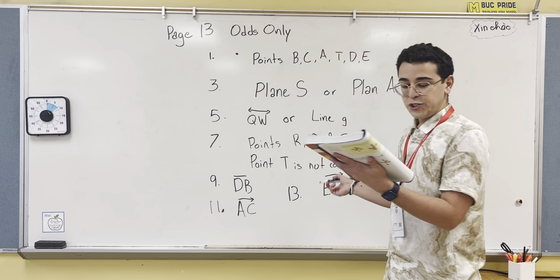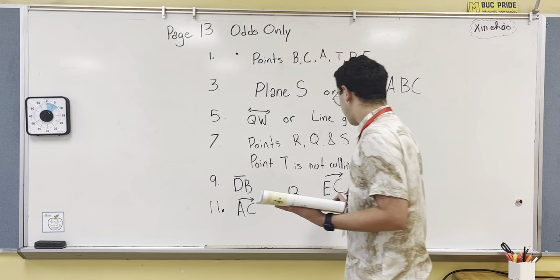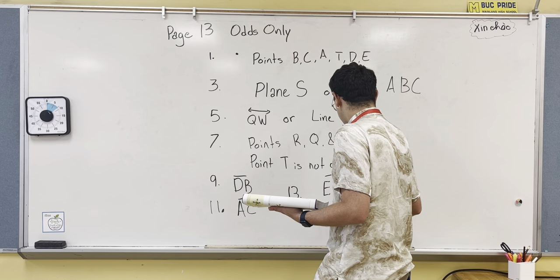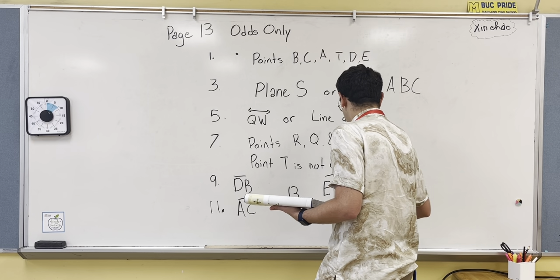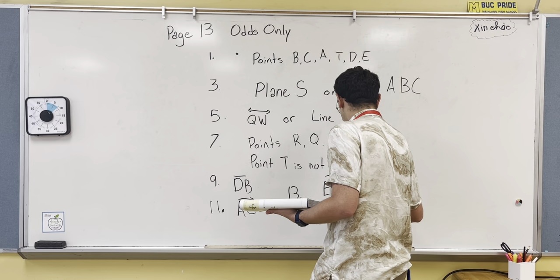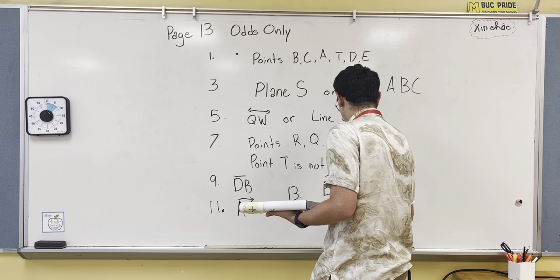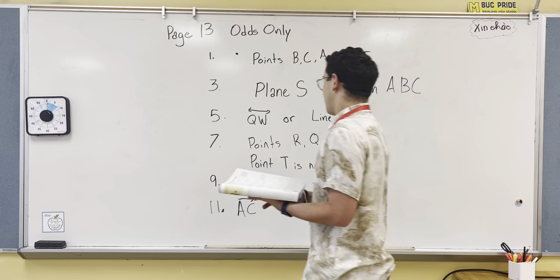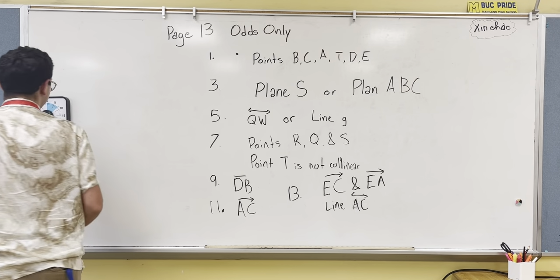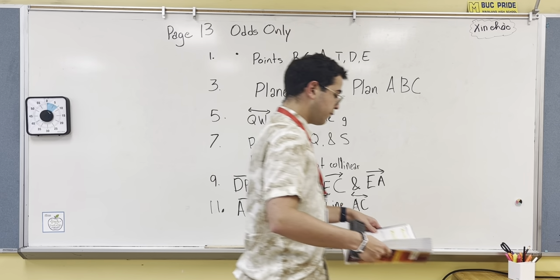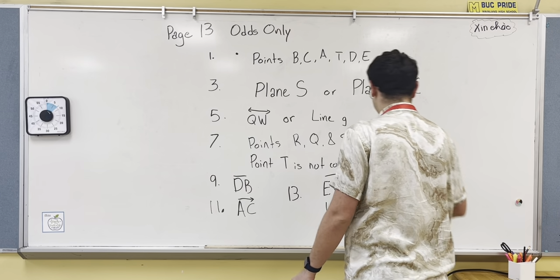So two pairs of opposite rays form line AE. Sorry again, line AC. I'm a bit scrambled. Hopefully that helps. Let's move on and continue to page 14, starting with number 15.